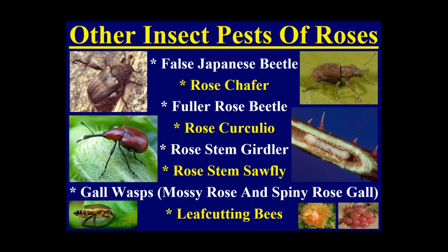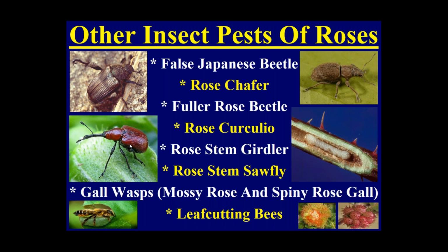Now, there are other insect pests of roses, and because of time, I wanted to leave substantial time for questions. These are some of them. False Japanese beetle, it's on the left. Now, how do you tell it from the Japanese beetle? No tufts of white hair. Okay. Rose Schaefer, fuller rose beetle, Rose Curculio.